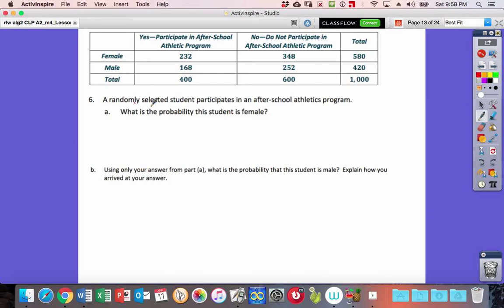This question is: a randomly selected student participates in after-school athletics programs. So if I look at a random student that participates, I'm looking at this column, and I want to know what's the probability that the student is female. And you would see that's 232 over 400, which is equal to 58% or 0.58.